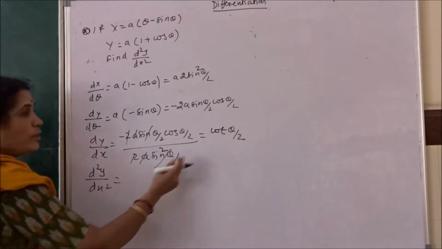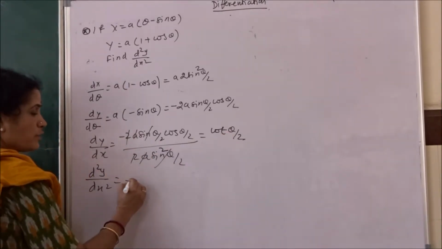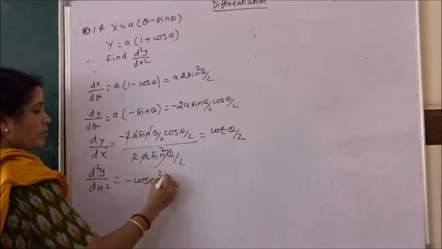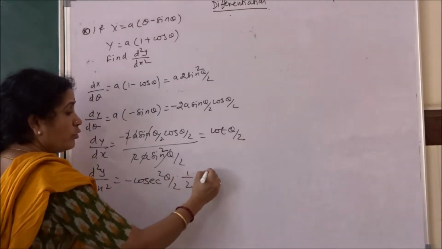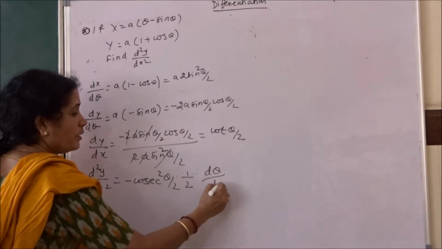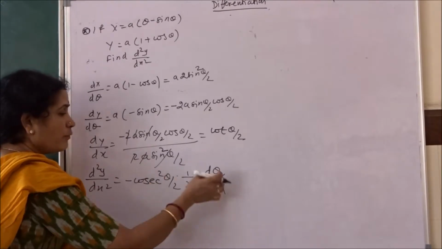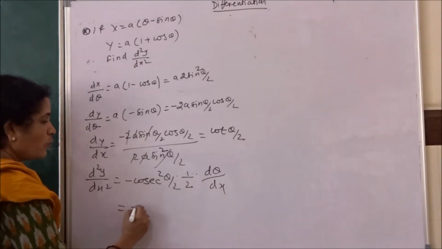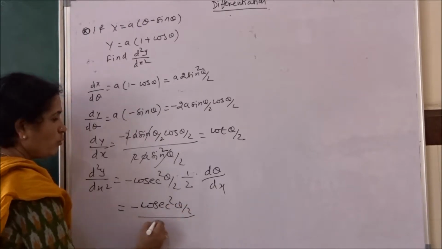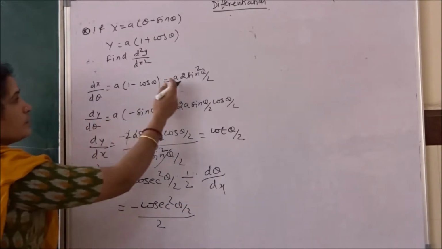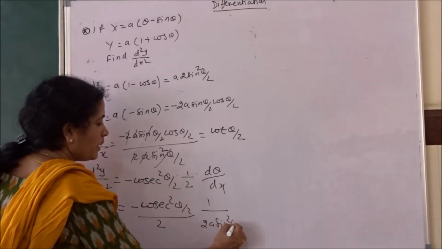Once again keep in mind we are differentiating theta with respect to x. Now cot differentiation is minus cosec square, am I correct? Into differentiation of theta by 2, that is 1 by 2, into d theta by dx. So don't forget to do theta with respect to x once again. So that is equal to minus cosec square theta by 2, the whole upon 2 into d theta by dx, take its reciprocal, 1 upon 2a sin square theta by 2.